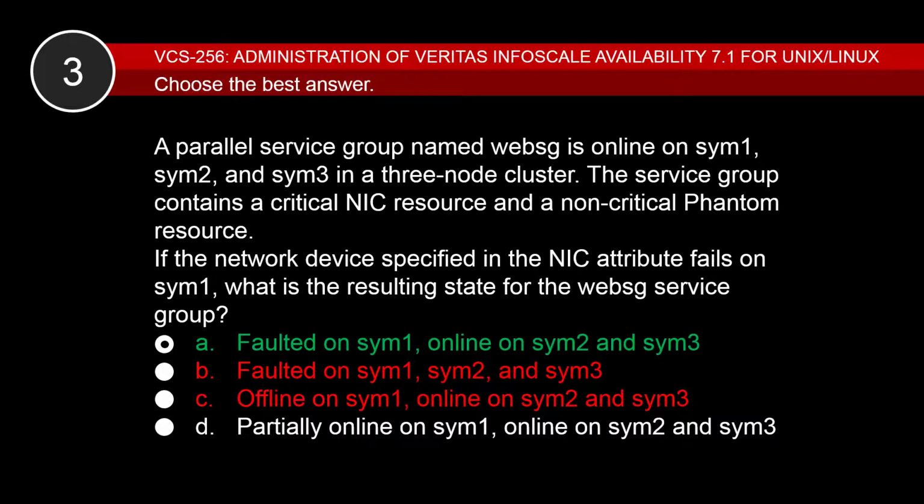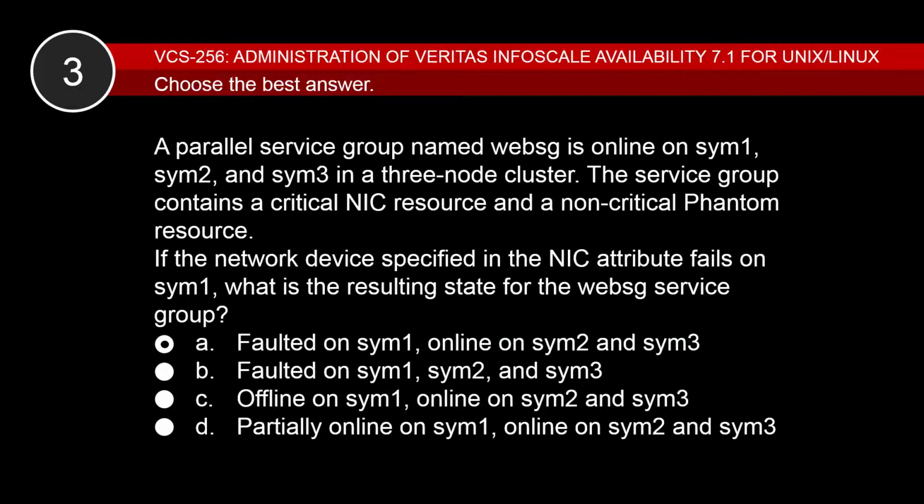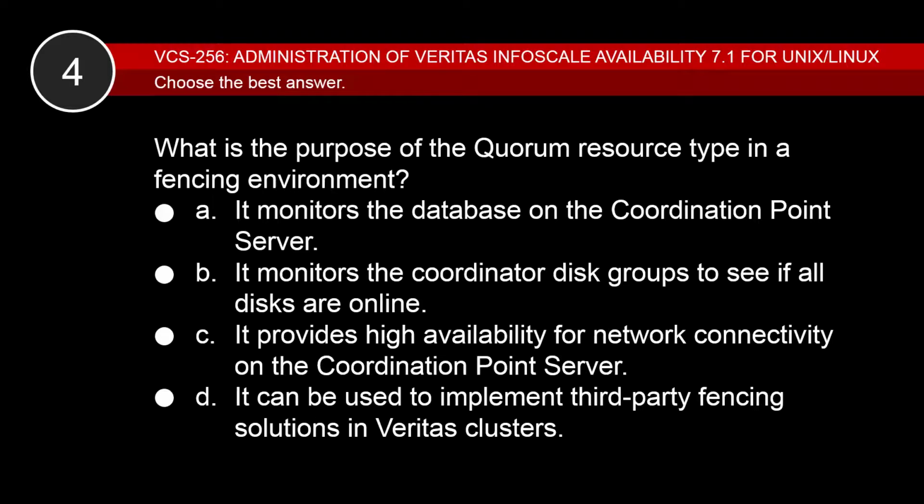C is incorrect because the NIC resource in the WebSG service group is a critical resource. The failure of a critical resource results in the service group being faulted on that system. And D is incorrect because VCS takes a service group offline and faults it when a critical resource fails. Now here's the last question. What is the purpose of the quorum resource type in a fencing environment?